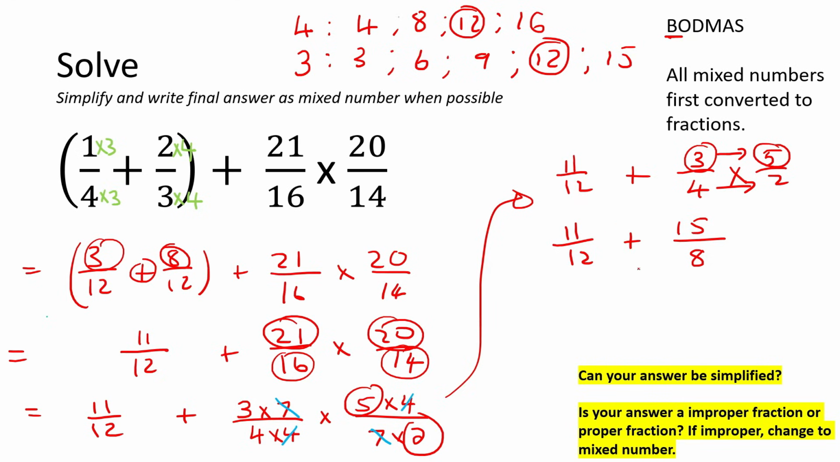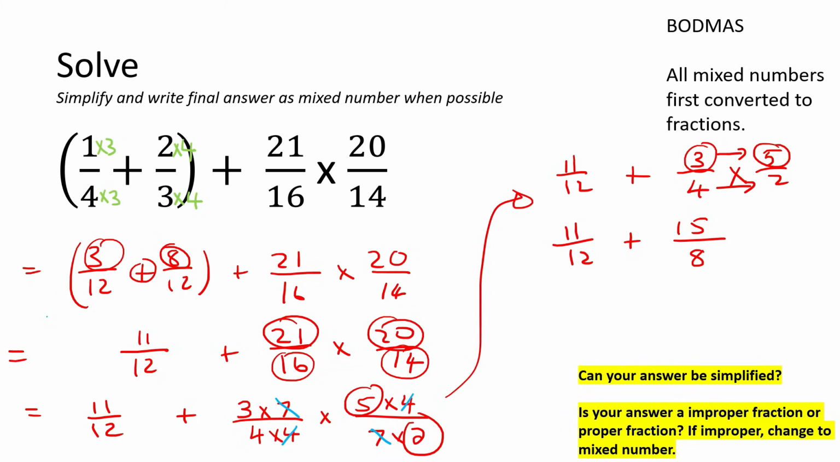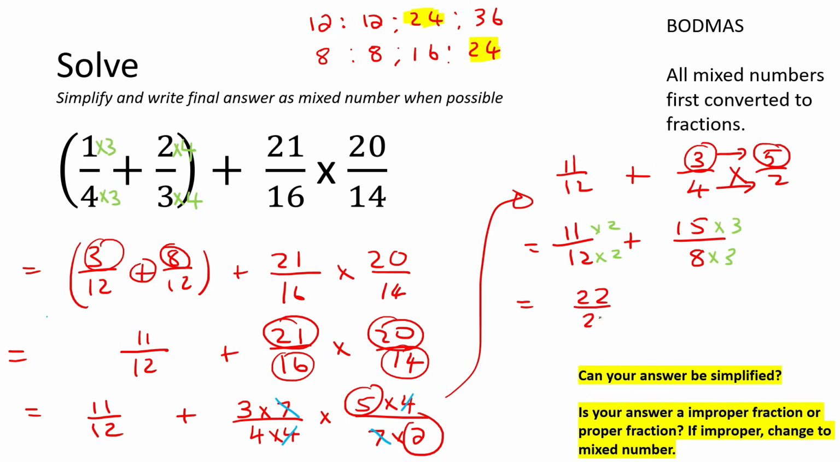So we've learned that when you add fractions, the numbers at the bottom must be the same. So we can go have a look at the lowest common multiple. So we count in 12. So 12, 24, 36. If you count in 8s, you would go 8, 16, 24. There's 24. So there's the number 24. So to change this to a 24, we will multiply by 2. What we do to the bottom, we do to the top. And this one, you'll multiply by 3. And so that will give us 22 over 24 plus 15 times 3 is 45 over 24.